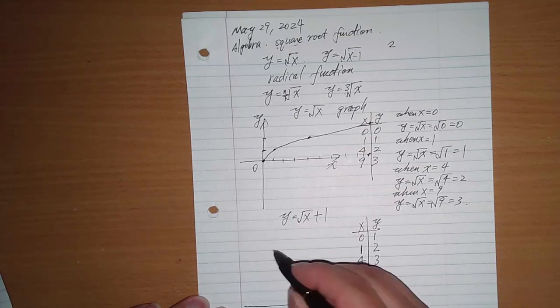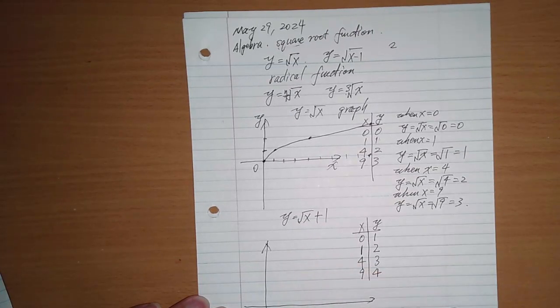If we plot this again, we have x equals 0, y equals 1 right here. When x equals 1, y equals 2, right here. When x equals 4, counting 1, 2, 3, 4, y equals 3, so it's that point. When x equals 9, counting 4, 5, 6, 7, 8, 9, y equals 4. If we connect all the points, we'll get that graph.